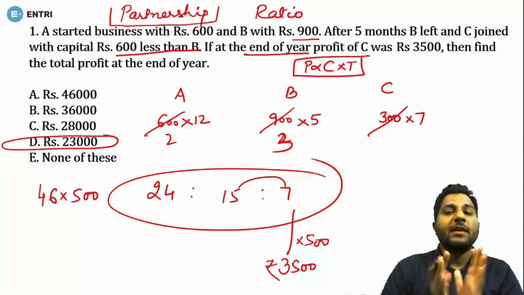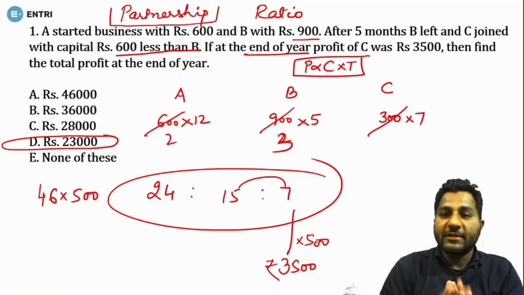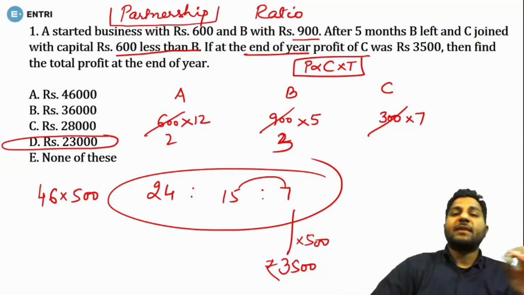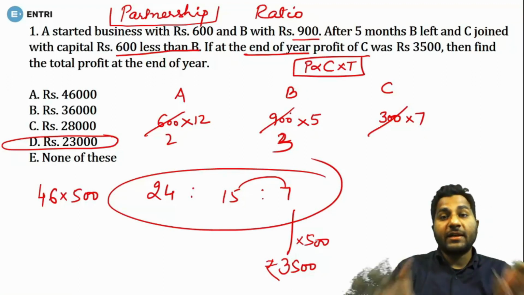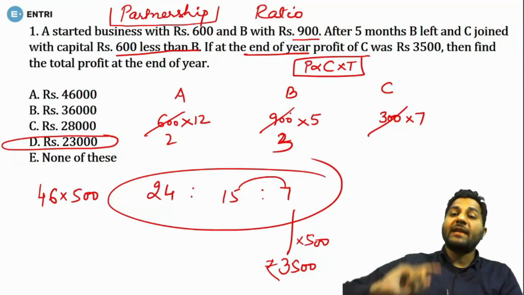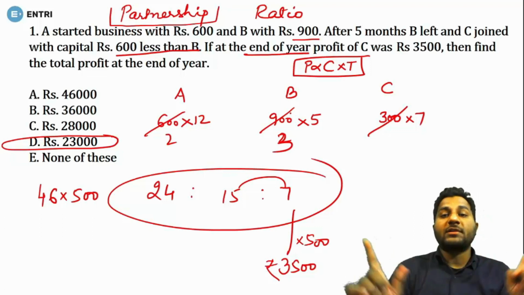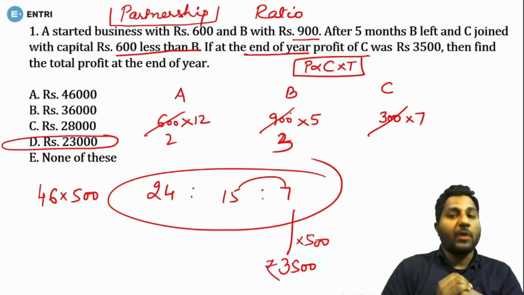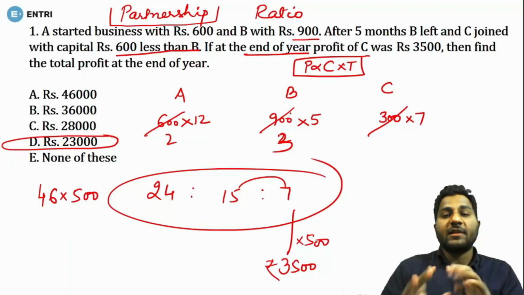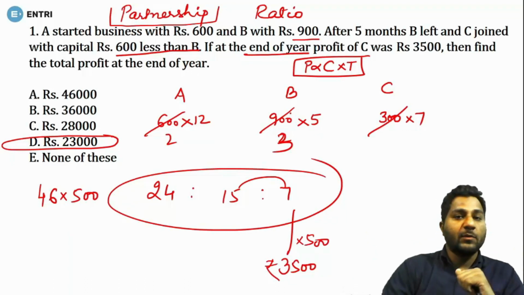So it was a really good question. You just need to understand how to approach it. Some people get confused while solving and say, sir, B has left, so why include B? Because B was there for 5 months and after that C arrived. That means all 3 people were there during the whole year's profit. So that's the scenario. Let's move on to the next question and see what it says.